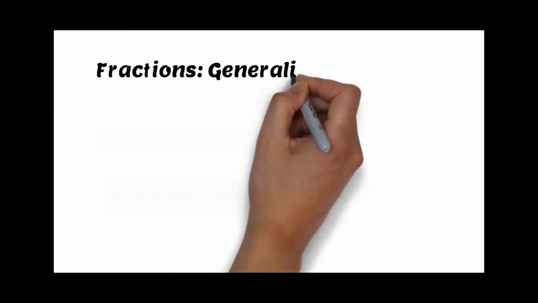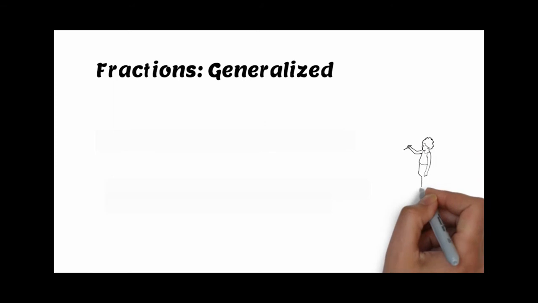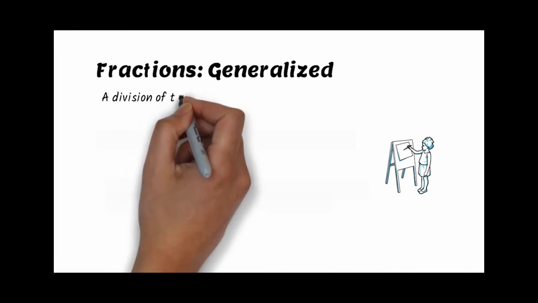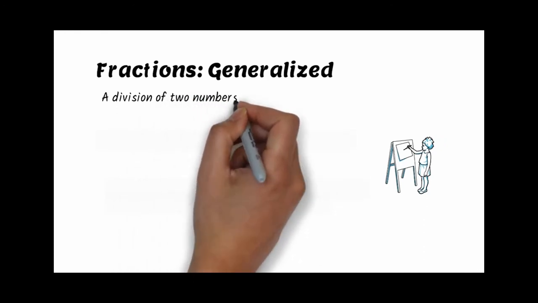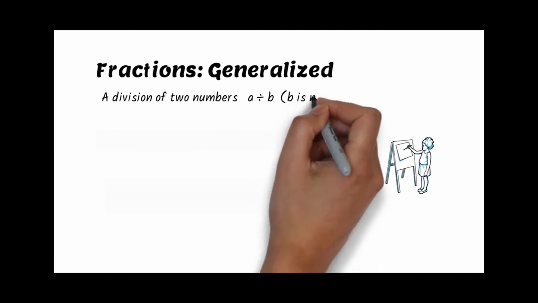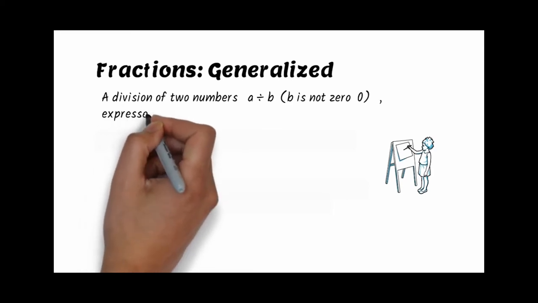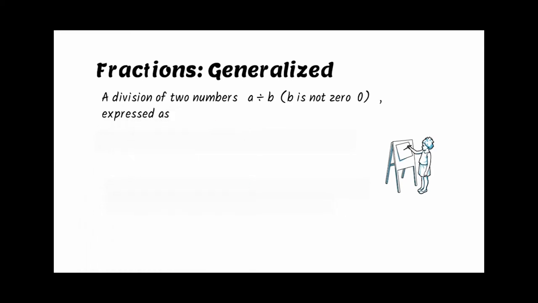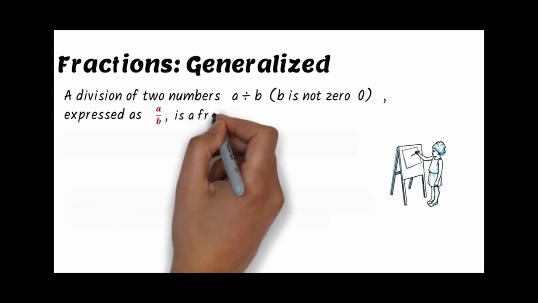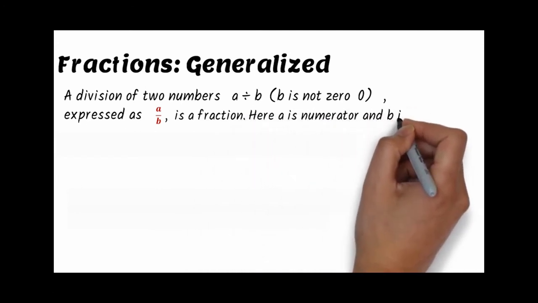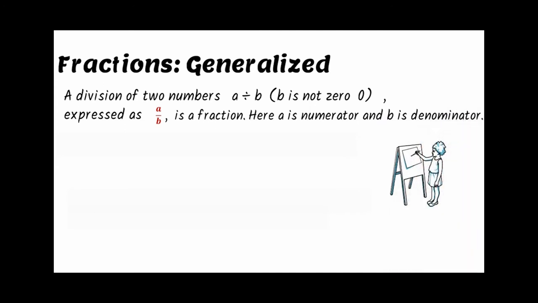Let's look at fractions in a generalized form. Previously, we know that a division of any two numbers, say a and b, can be written as a divided by b, where b cannot be 0. It can also be expressed as a fraction. So a divided by b is simply written as a over b, here shown in red. A division is equivalent to a fraction. Here a is the numerator and b is the denominator.